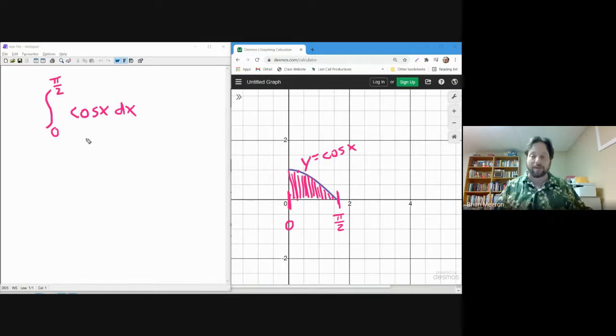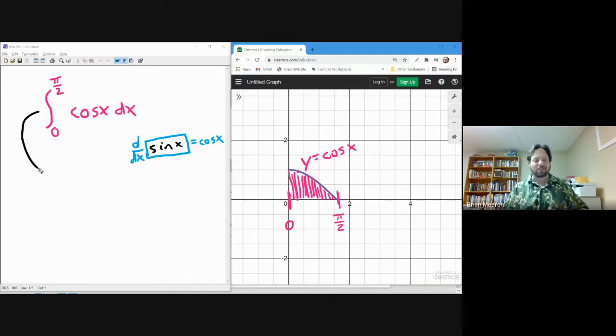All right, the hard part about this is we need to ask ourselves, the derivative of what function would give us cosine? Well, think hard about this one. You might want to say sine. Is that true? Is the derivative of sine equal to cosine? Yeah. It absolutely is. So when I do the integral, what we're going to do is the antiderivative, which is sine of x.